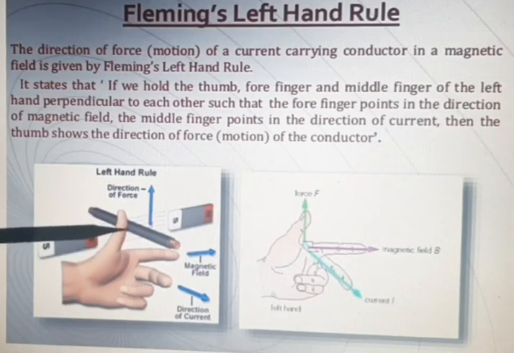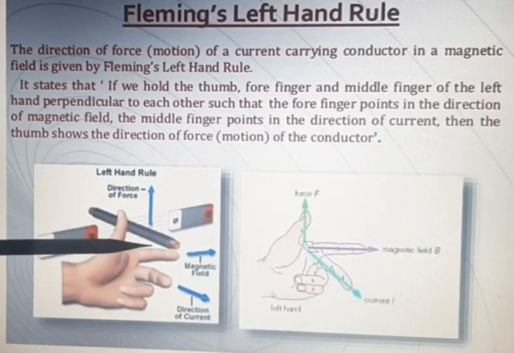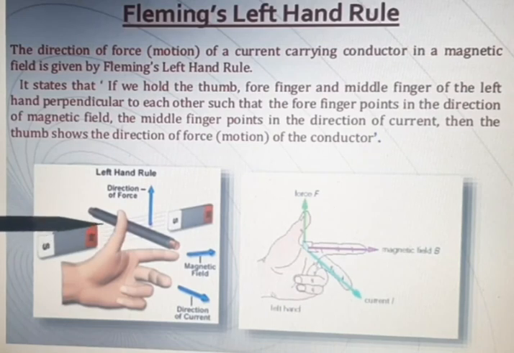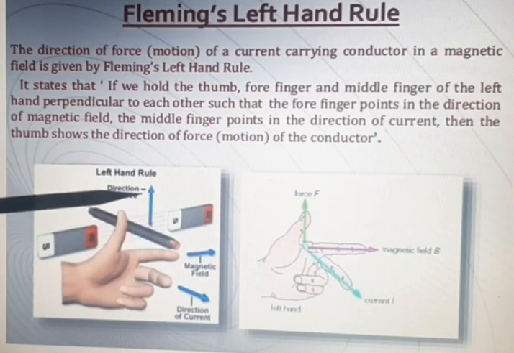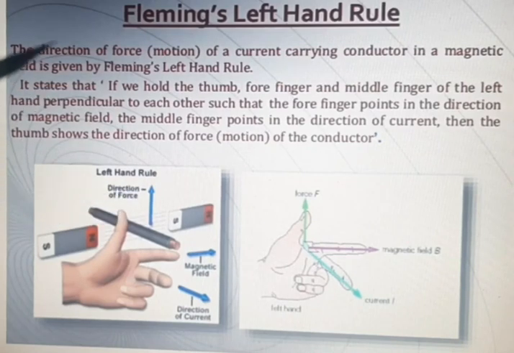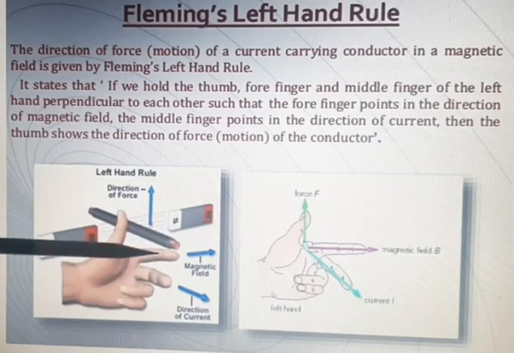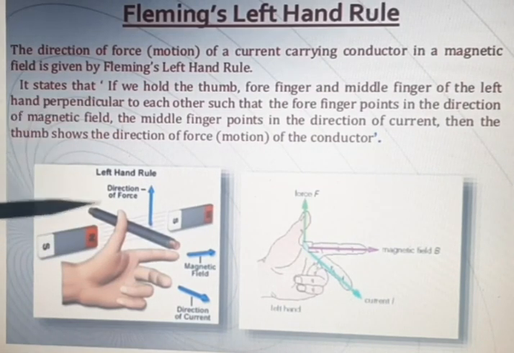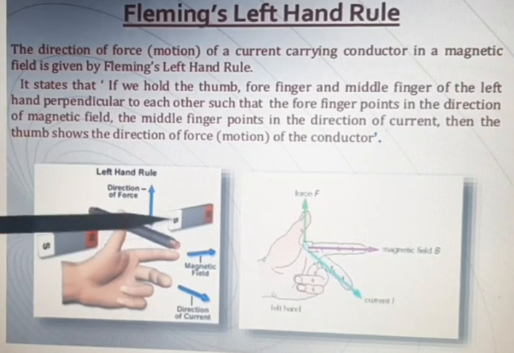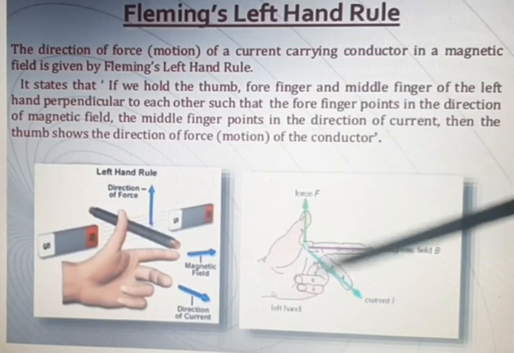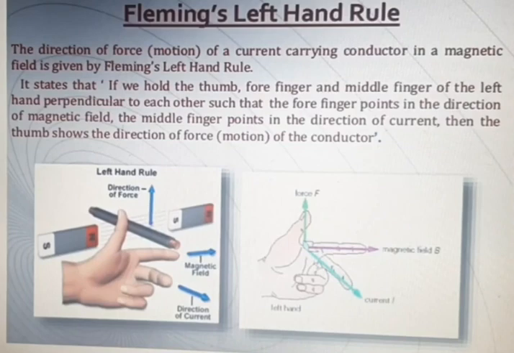Here we can see that whenever this current carrying conductor is placed in a magnetic field, it will experience a force in the upward direction. So if we know any two of the directions, we can identify or determine the direction of the third with the help of this Fleming's left hand rule.